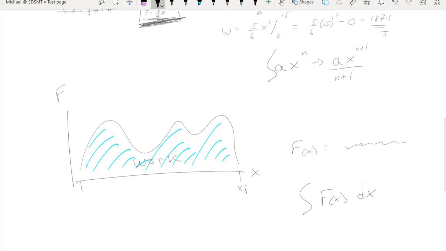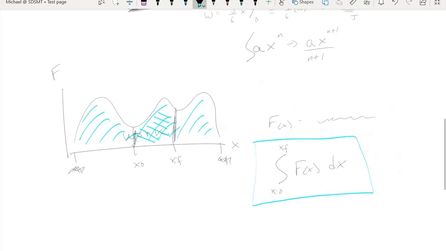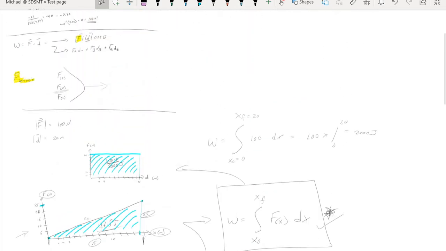evaluate it between initial and final points. Doesn't even have to be those 2 points. We could find the amount of work done between these 2 points if we wanted. We don't have to use the entire function. We could just find out how much work is done here if we wanted. But this is how we're going to do it. We're going to set up the integral with respective limits.